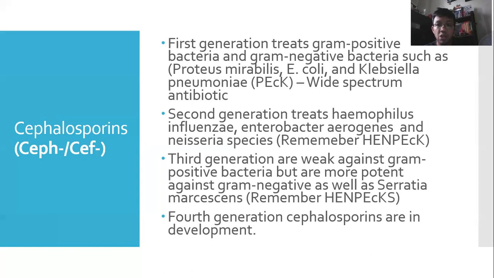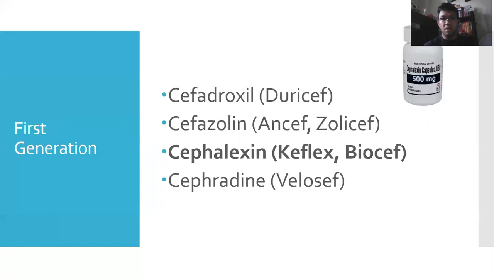Now we go to the third generation. They are weak against gram-positive bacteria, but they are more potent against gram-negative bacteria, as well as Serratia marcescens. So remember HENPECS. There are now seven bacteria being treated by the third generation. The additional one is the S in HENPECS, which is Serratia marcescens. And fourth generation cephalosporins are still being developed. There are newer batches of cephalosporins under the fourth generation being developed by pharmacologists and other scientists.